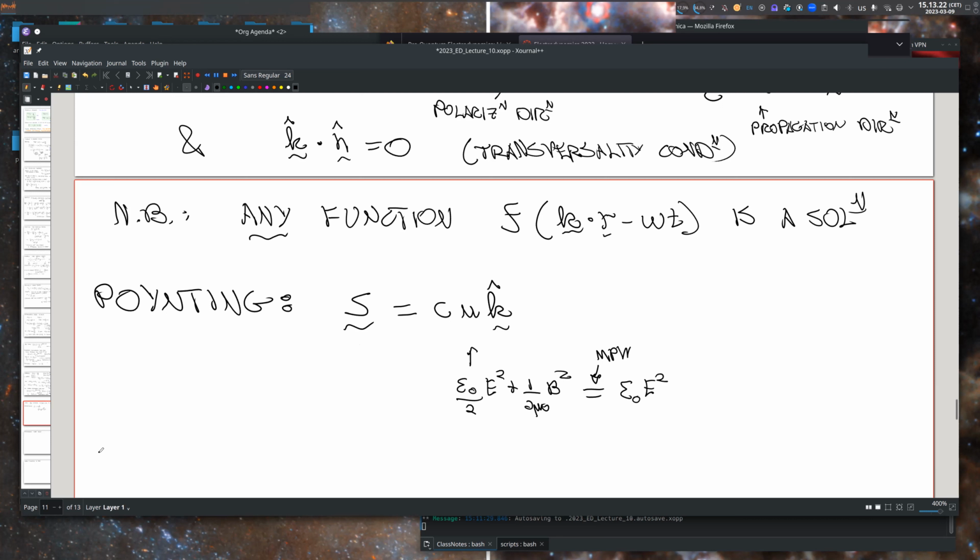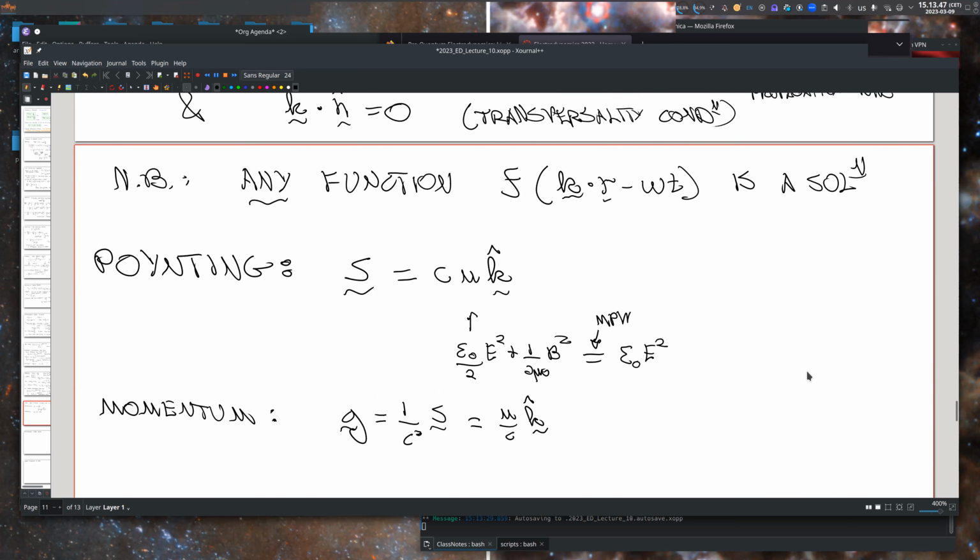The momentum G is just 1 over c squared times S, which is U over c k hat. And again, the same reasoning: for an electromagnetic wave, the momentum is the energy over c. So then essentially you have to do a 1 over c squared on this one in order to get the momentum here. Everything's proportional to each other for these particular waves.